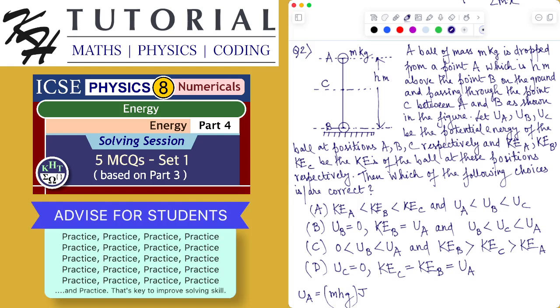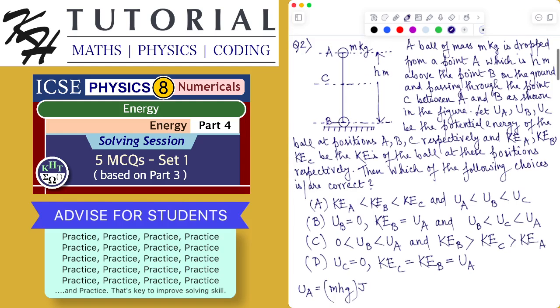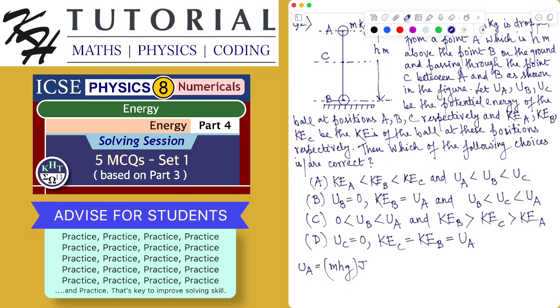So mgh joule is the gravitational potential energy of the ball at the position A. What will be the kinetic energy of the ball at position A? It will be 0, since the ball was at rest at the point A. So half m 0 squared: a body having 0 speed does not have any kinetic energy. So this is 0.